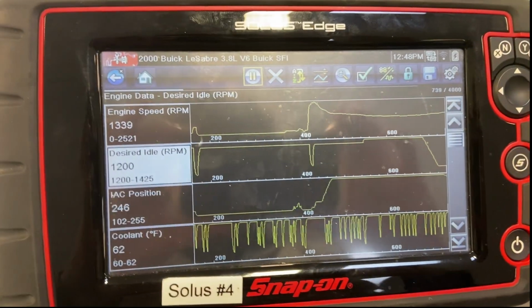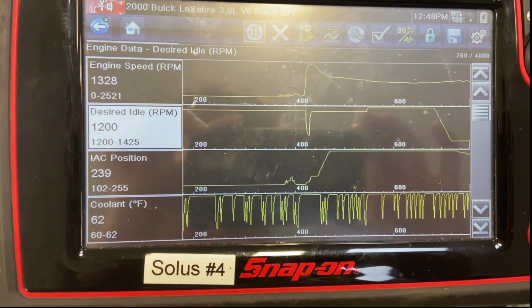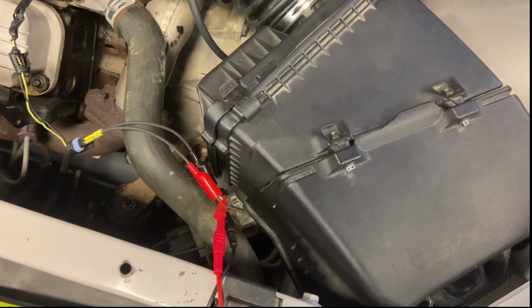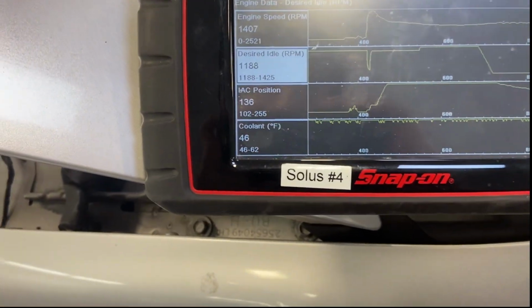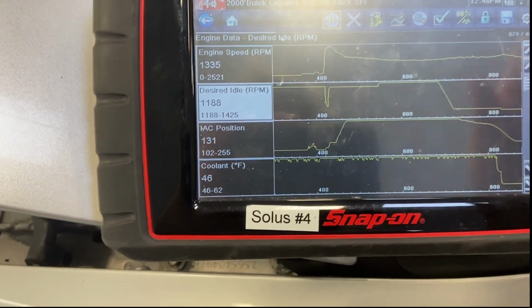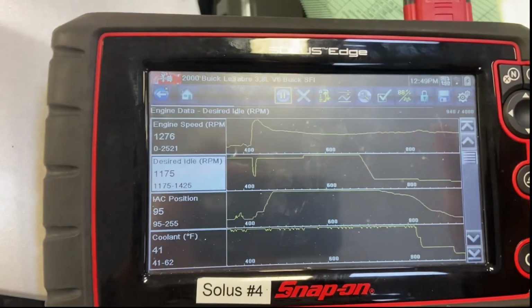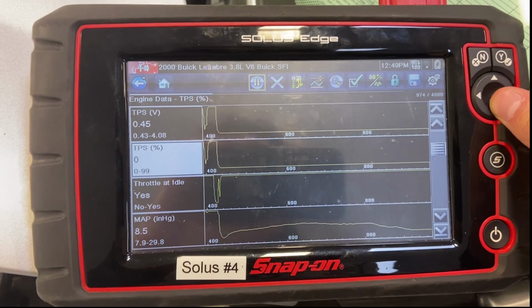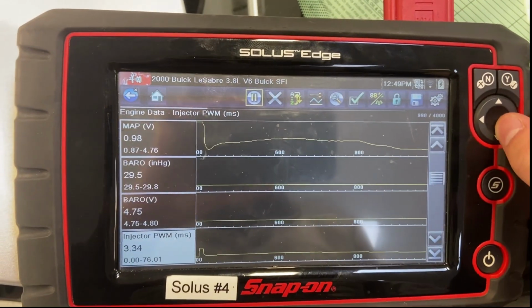Here we have our decade box attached to the ECT, and there we can see how it's reading 62 degrees Fahrenheit and operating at normal condition. When we increase our resistance, we can see how it is now reading the coolant at 46 degrees, and we can go even more, about 41 degrees. And with that change, you can see how different sensors will be reading differently.